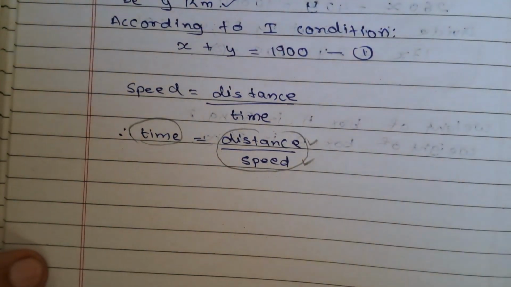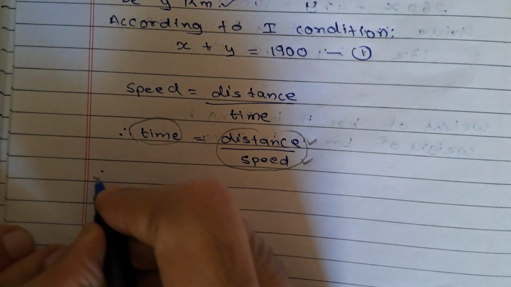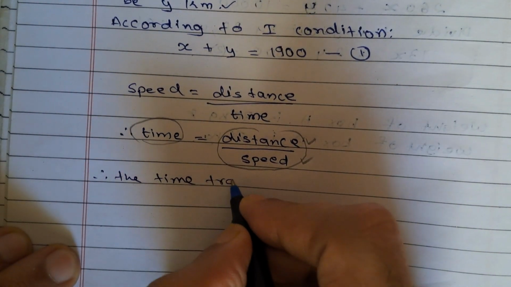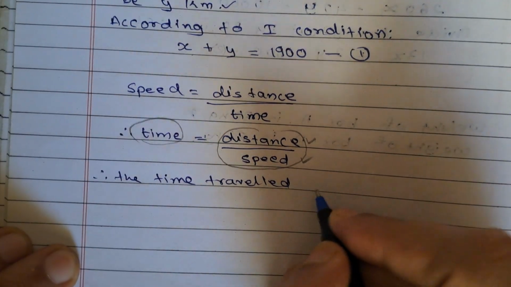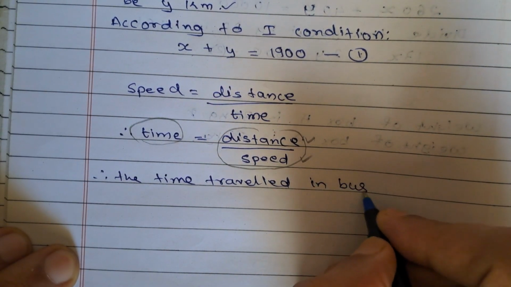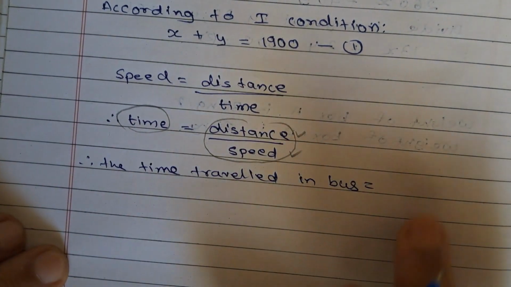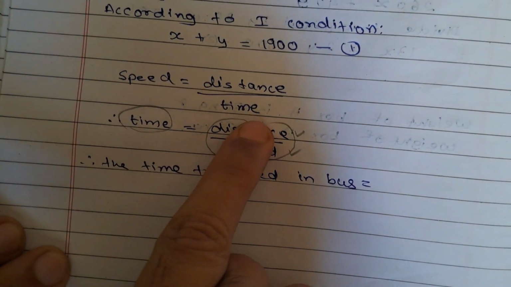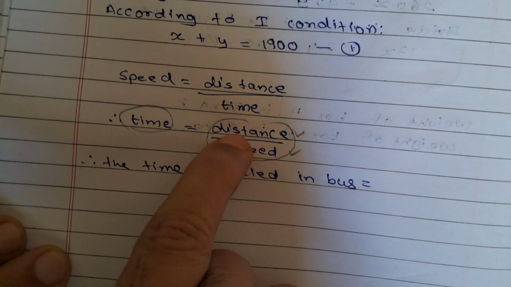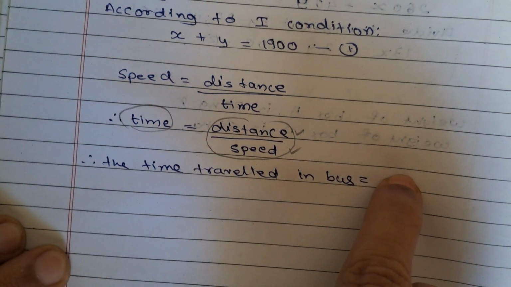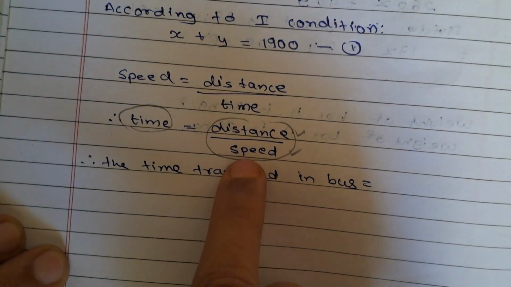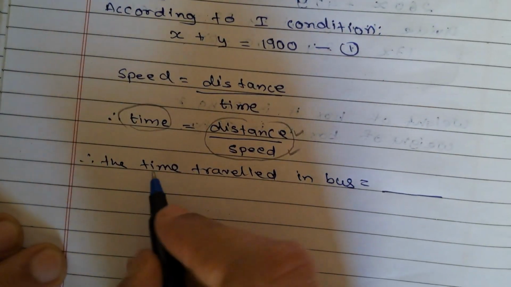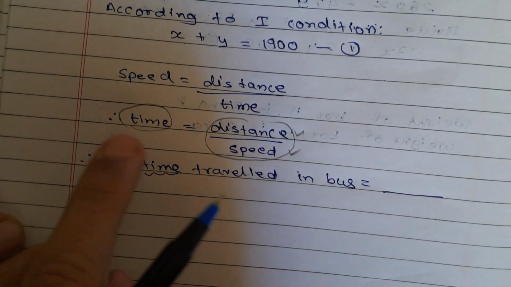Let's see how. So I will say, therefore, the time traveled in bus. Let me try to write the value of time traveled in bus. I know the formula for time. It is distance upon speed. What is the distance he traveled by bus? Let me write it over here. And below, what should I write? The speed he traveled in bus. The division of those two things will give me the time traveled in bus, isn't it? Because that is the formula for time.